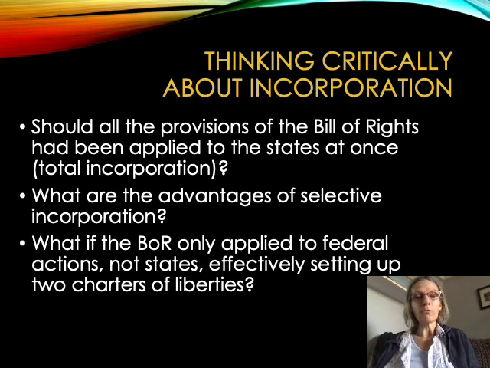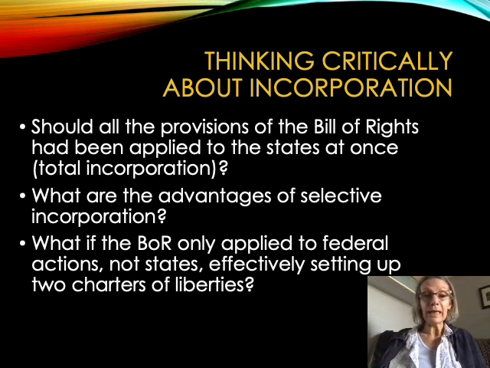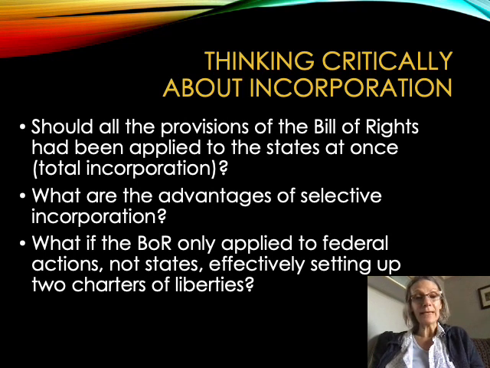Are there advantages to doing it that way? And what if the Bill of Rights only applied to the federal actions? So let's say that the Supreme Court said that the Due Process Clause is not an avenue to incorporate the Bill of Rights to the states, so that you would basically have two sets of rights. There would be the Bill of Rights that applies only to the national government, and then your state Bill of Rights that would apply to the actions of state governments. What if the Bill of Rights only applied to federal actions and not states, effectively setting up two charters of liberties, your federal charter and your state charters?